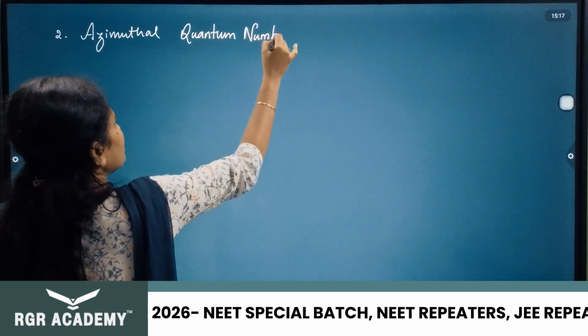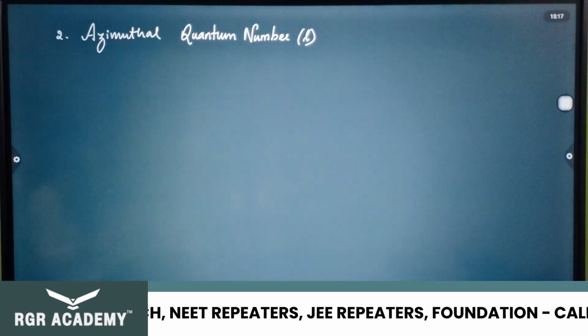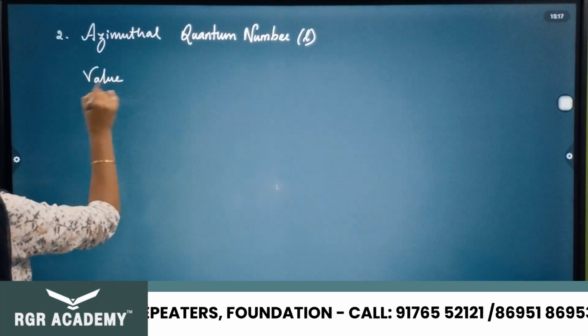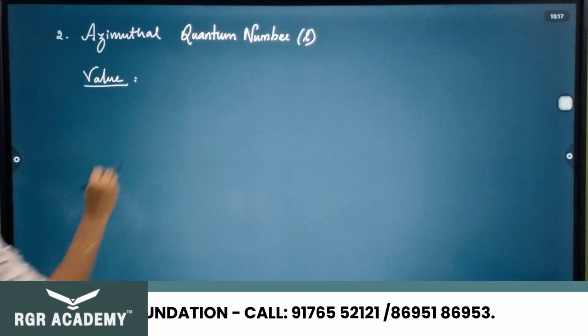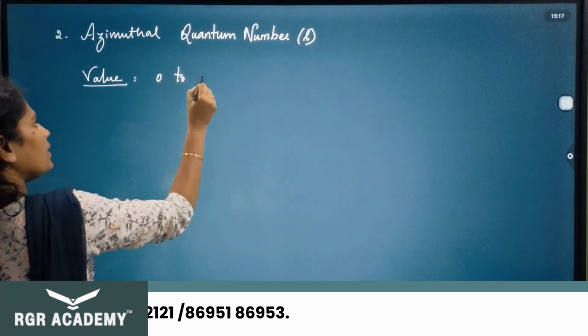The symbol of azimuthal quantum number is L. And what are the permissible values of L? The value is restricted by the principal quantum number n. So the L value can be from 0 to n minus 1.